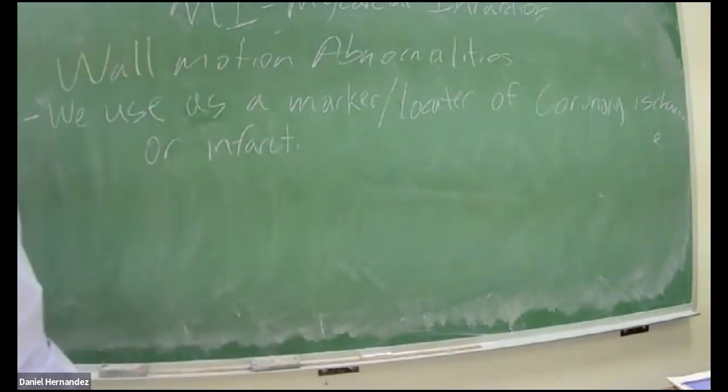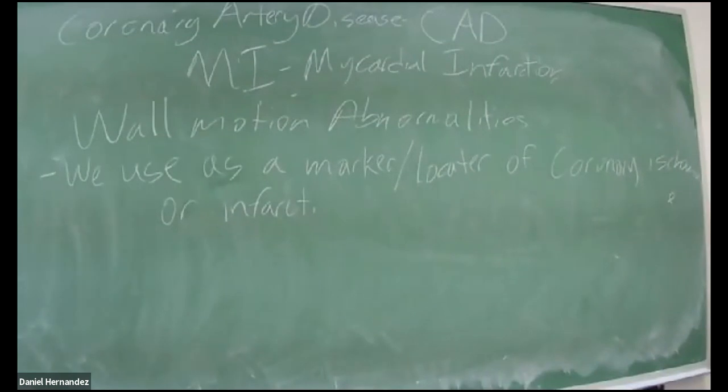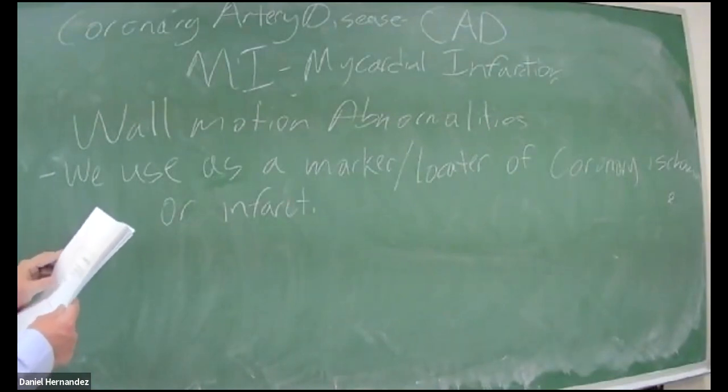I mean, typically they're going to wind up doing an angiogram to ultimately find out the degree and severity of the blockage and which vessels are really involved. But us as echo techs, we use our wall motion abnormalities to try and determine that.